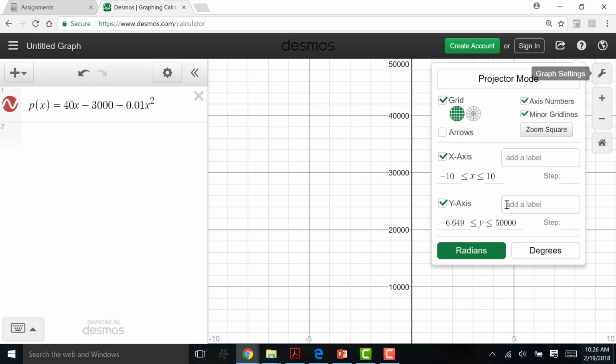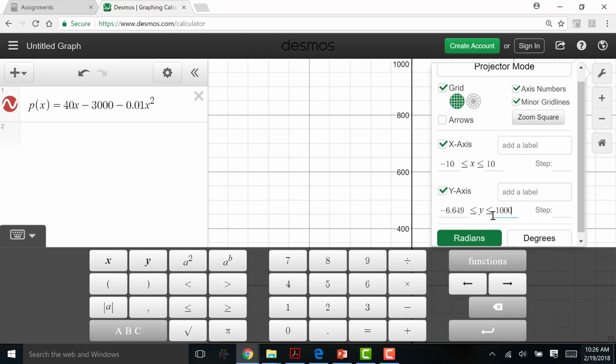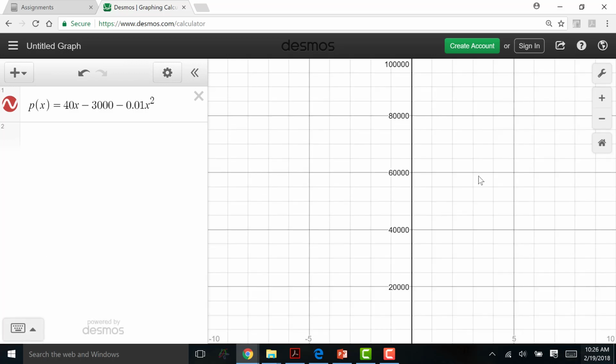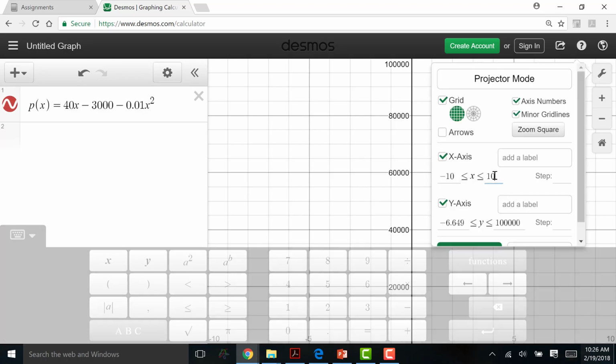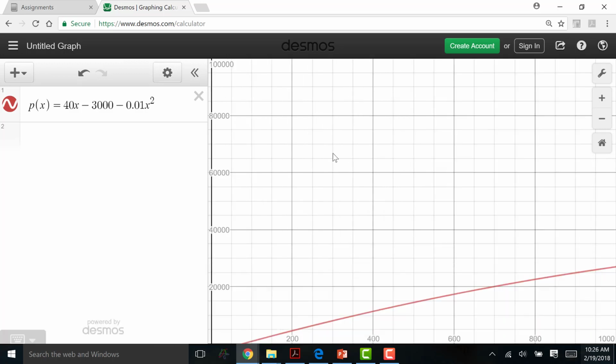All right, well, let me go even bigger. I'm looking to see where I can see the top of the curve, or at least part of my curve. 100,000. All right, that's interesting that I don't see anything yet. Well, let me change my x-axis for a second here and see what happens. Let's make this 1,000. Ah, there's part of my curve.